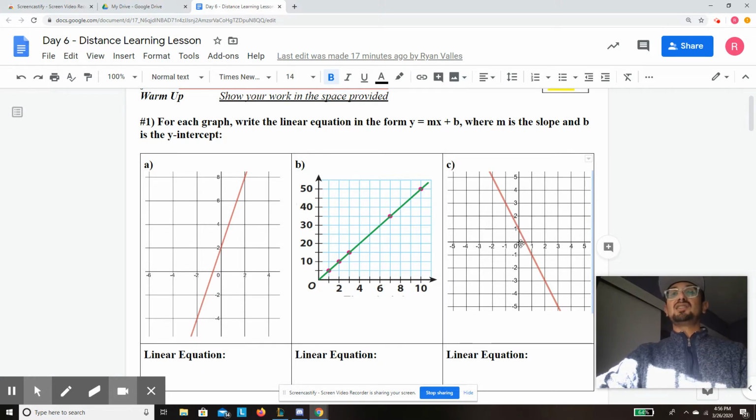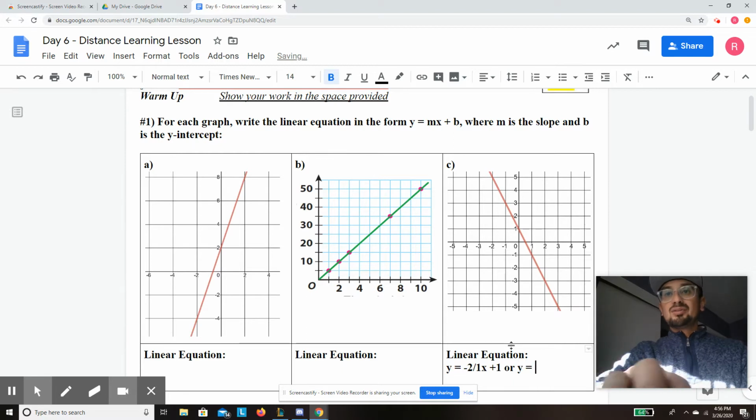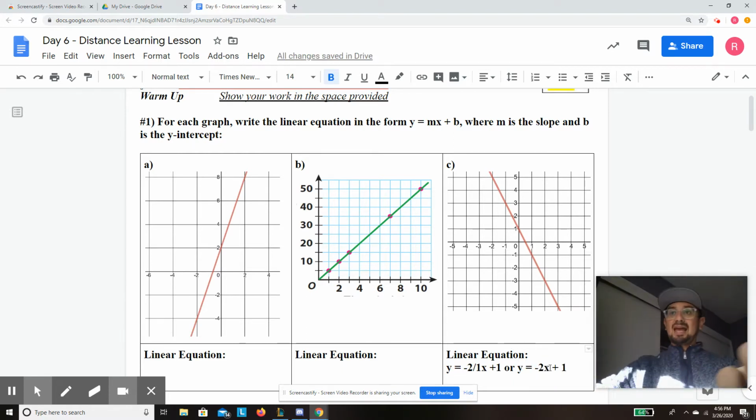So you can see the slope is, pick up this point, slope goes up 2, to the right 1. So you're going to get y equals 2 over 1. But since the slope is going down, it's negative 2 over 1 x. And then it crosses at 1. Or you can put y equals negative 2x plus 1. Those are both going to be correct answers for you.